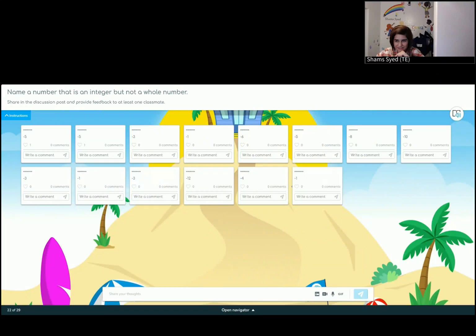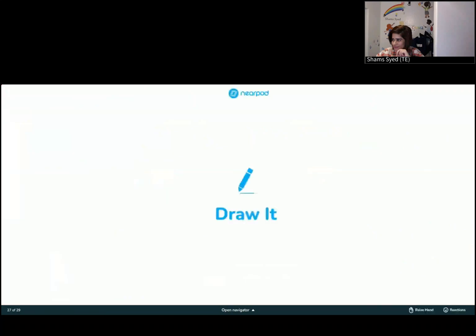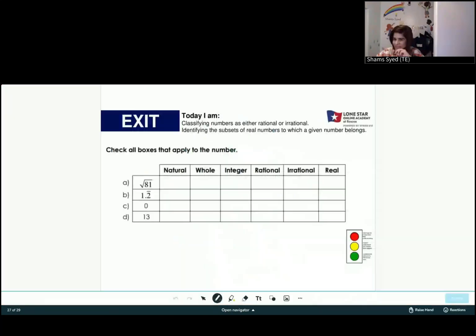Here is my exit ticket. Tell me about square root of 81. First, tell me how much that even is. How much is square root of 81? Let me see in the chat. I want to see the first 5 people who will type in the value of square root of 81. Oh, nice. Joycelyn, Alexis, Huria, Kimberly, Maria. You guys all say it's 9.